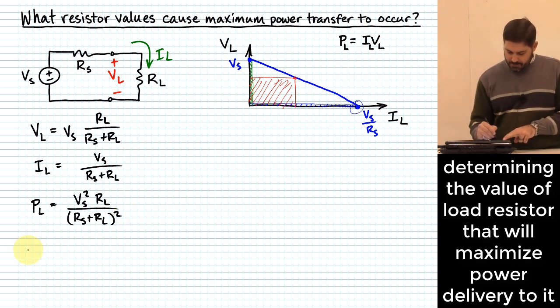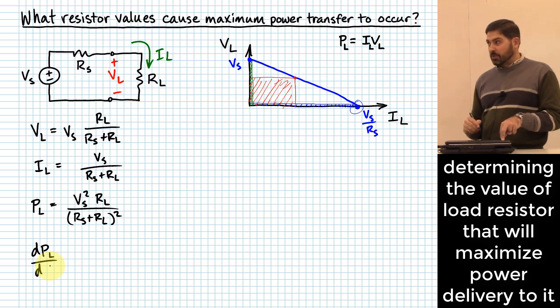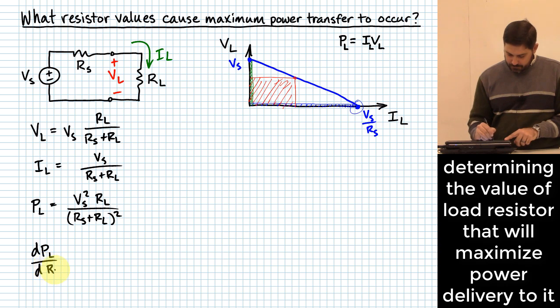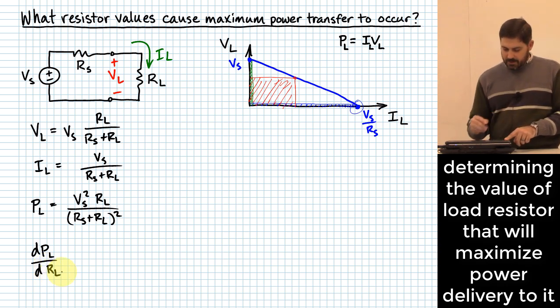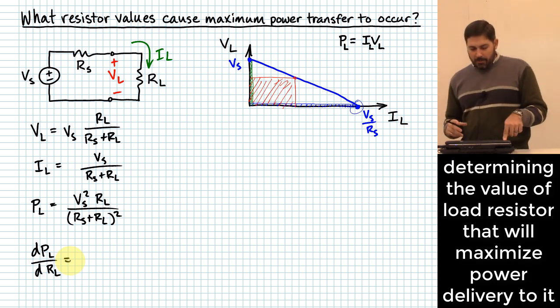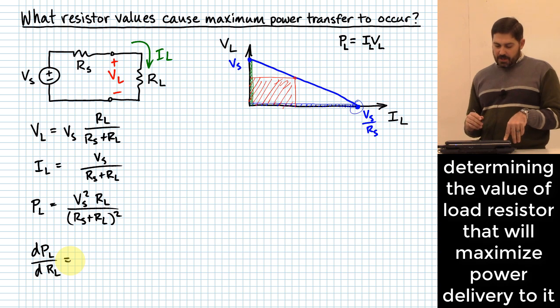How about this? How about we take a derivative? And we're going to take the derivative with respect to RL, because that's the variable that we're thinking about varying to try to come up with what the maximum power delivery is. Okay. What is this going to be? What we're operating on there looks to me as though it is a quotient. So what do we need to do?